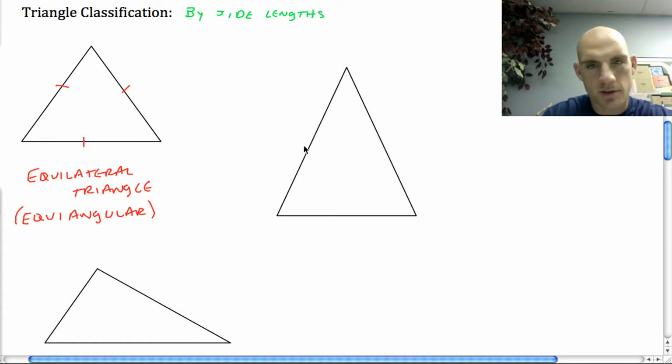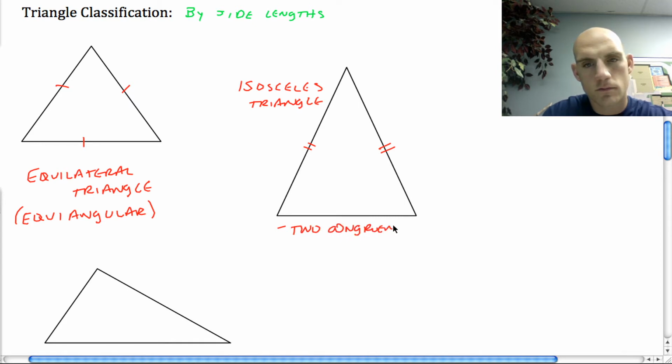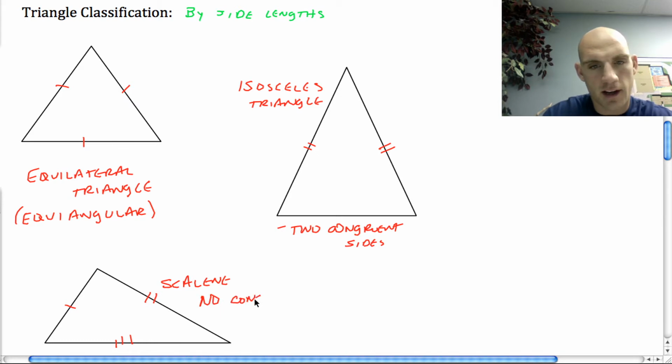This next one is going to have 2 congruent sides, but one of them that is not. So we're going to call this an isosceles, and it's characterized by 2 congruent sides. Okay? And this last one down here is called scalene. And just for effect, I'm going to mark the sides, just so you know. It has 3 sides that are not congruent, so it has no congruent sides.